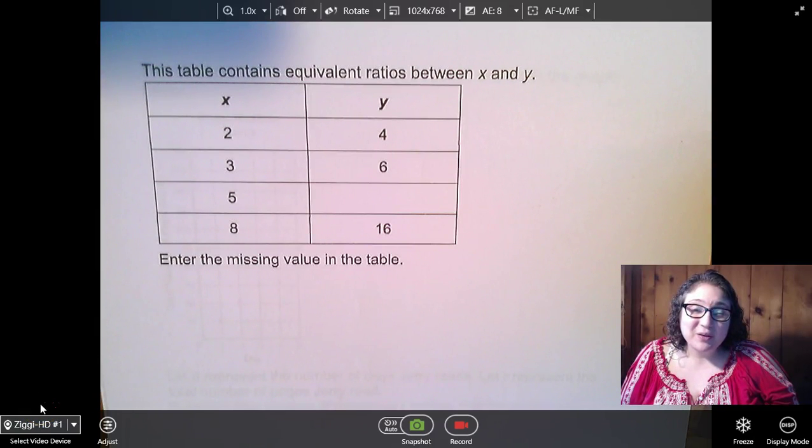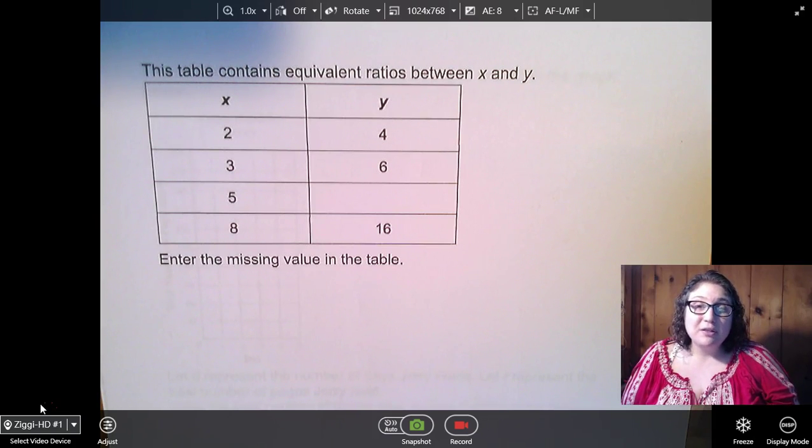I've got another 6th grade SBAC type question for you. Let's look at it. All right, it says that this table contains equivalent ratios between X and Y. And that has numbers 2 to 4, 3 to 6, 5 to blank, 8 to 16. It wants us to find the missing value in the table.